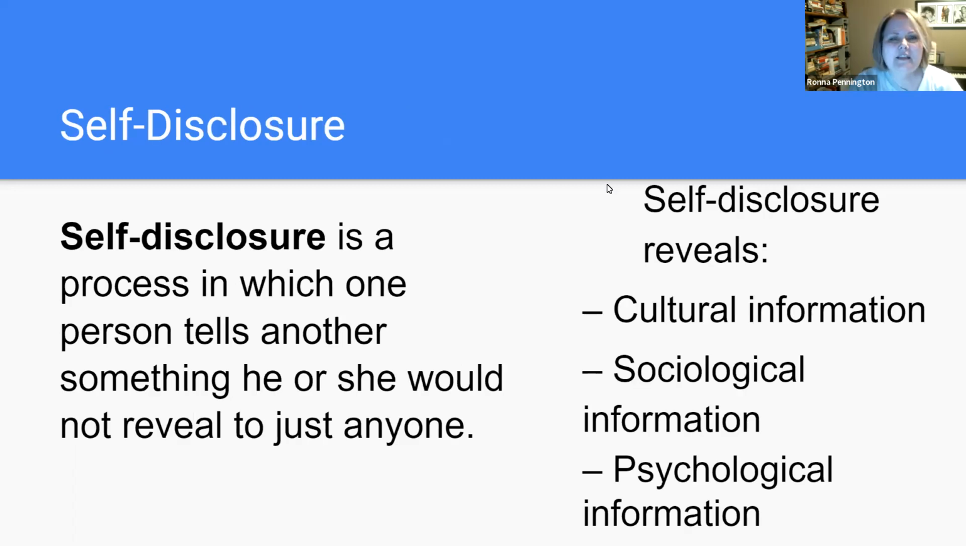Self-disclosure. Self-disclosure is when one person tells another person something that they wouldn't say to just anyone else. So it might be that you tell your best friend that you skipped school that day, whatever. It's not something that you would go around telling anyone else, but you can trust your best friend.